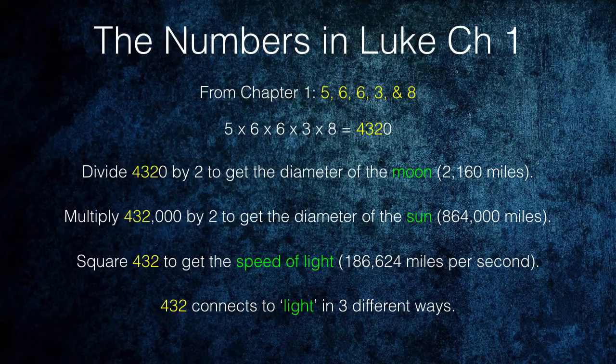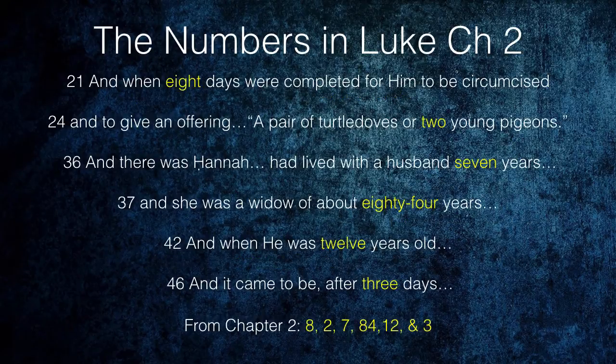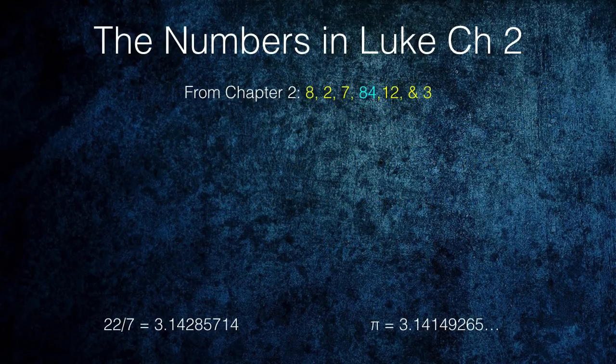In part 1 we looked over the numbers in Luke chapter 1, and we saw that they were all connected to light. Then we turn to chapter 2, and we start out looking at the 84 for the age of Hannah. But there were some other numbers in chapter 2. The verses are listed on your screen, but the numbers are 8, 2, 7, 84, 12, and 3. So what can we do with these numbers? We've already treated 84, so we're going to set it aside. But what about the other numbers?